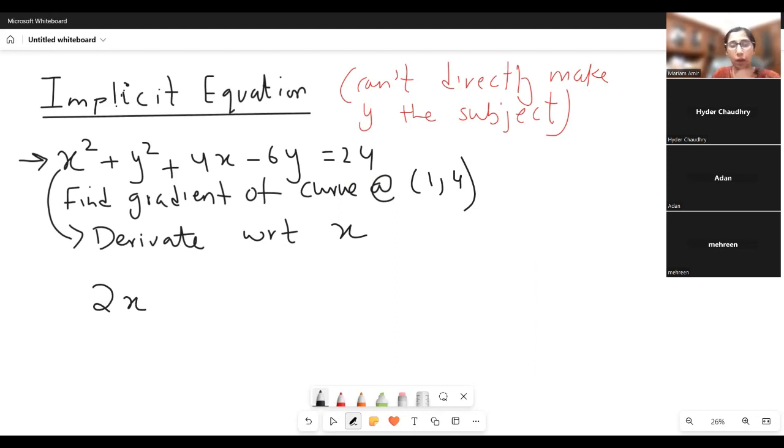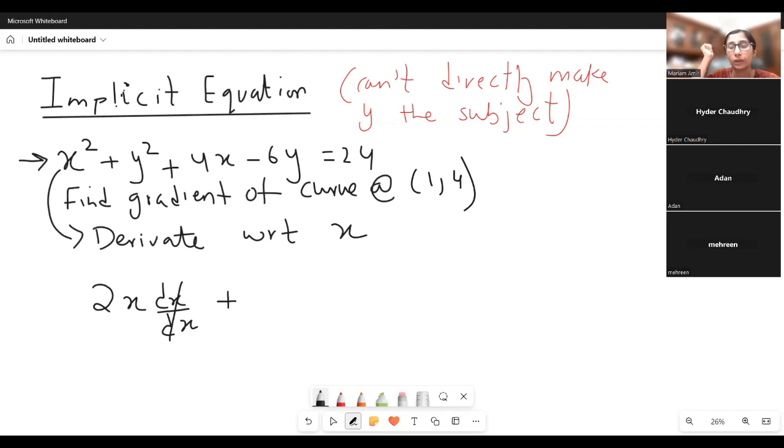For now, I would suggest you also write dx by dx with it, although it becomes 1, still write it down. When you're differentiating x squared, it's 2x, and with it there's also a dx over dx, which actually becomes 1. We've never mentioned it before, but now I'm mentioning it for a reason. You can cancel the dx by dx here because we're differentiating with respect to x.